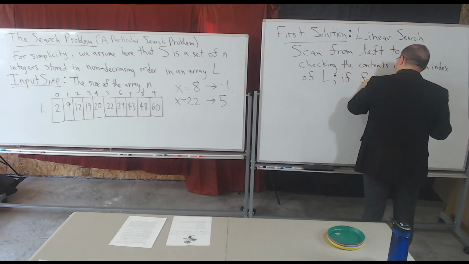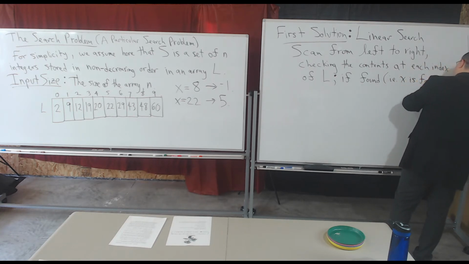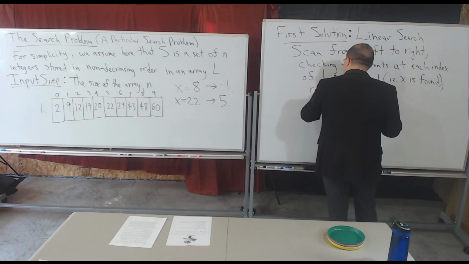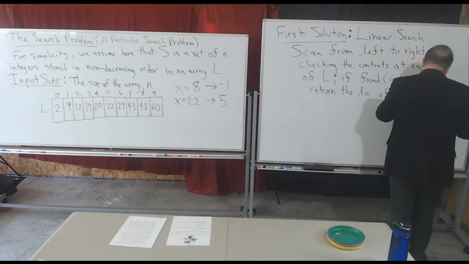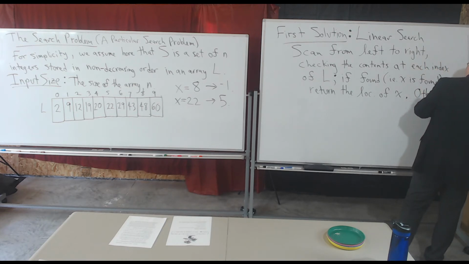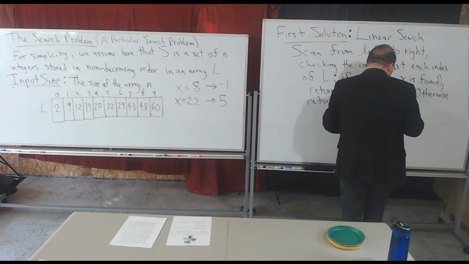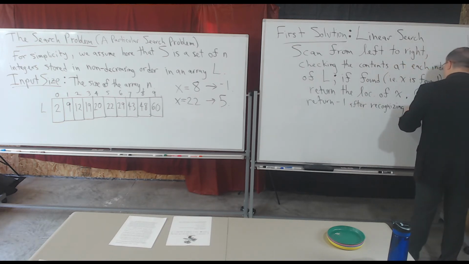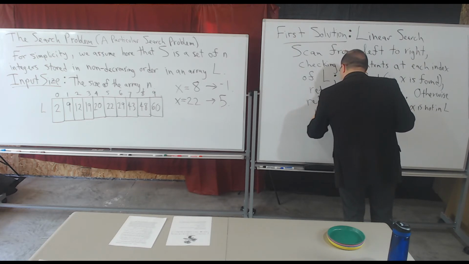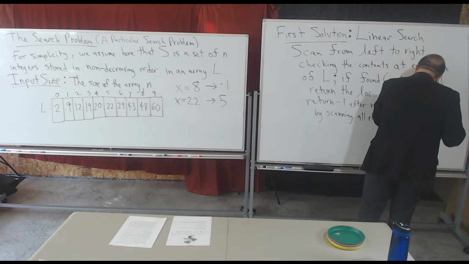If found, i.e. X is found, we should return the location of X. Otherwise, return -1 after recognizing X is not in L by scanning all elements in L, right? That's linear search.